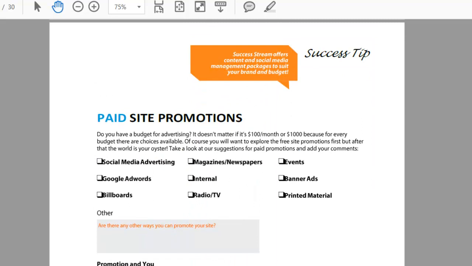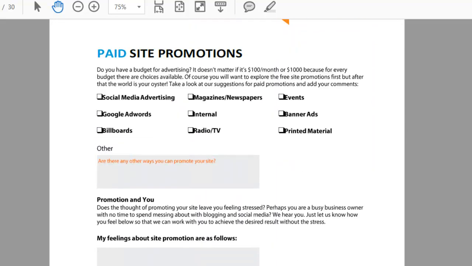And then once again, we get thinking about the paid site promotions that you can do. Are you going to be looking at social media, pay-per-click, Google AdWords? Are you going to be doing events? You're going to be doing webinars? Do you want banner ads on particular sites where your prospects are going? Are you going to be giving away printed material? Are you going to be doing radio or TV? So think about on and offline here.